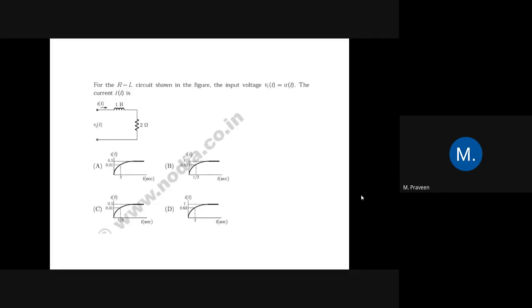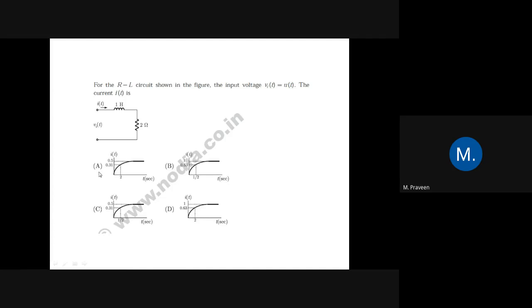Let's move on to the next question. For the RL circuit shown in the figure, the input voltage Vi of t is equal to U of t, that is a step response. The current I of t is dash. So okay, they have given the circuit diagram, and we have to find which one is the correct output response for I of t.